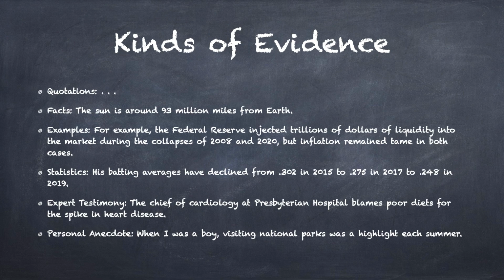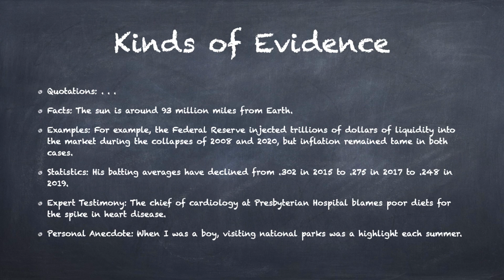So there's a bunch of different kinds of evidence. The one you're most familiar with is quotations. I won't give examples, you know what those are. That's going to be a big chunk of the kinds of evidence that you give this year. But there are more kinds, right? There are just facts. The sun is roughly 93 million miles from the Earth. That's a fact, an example.